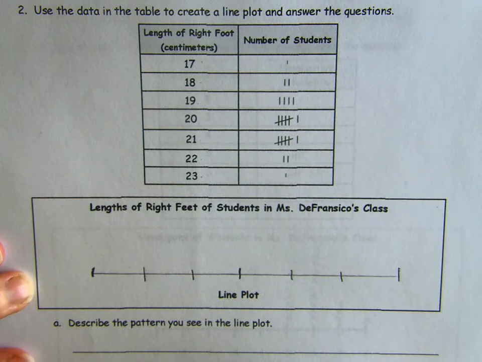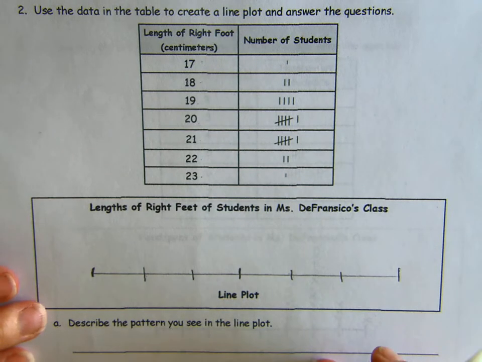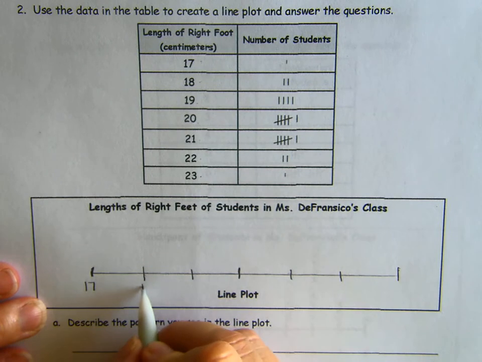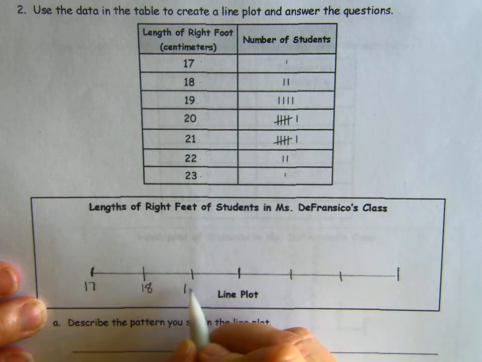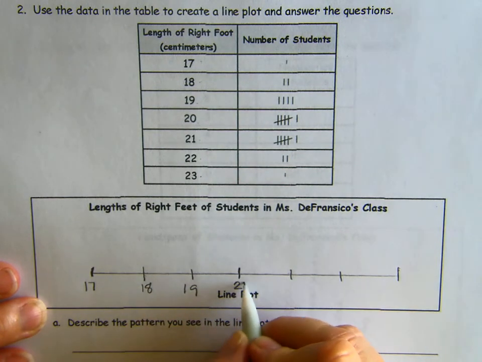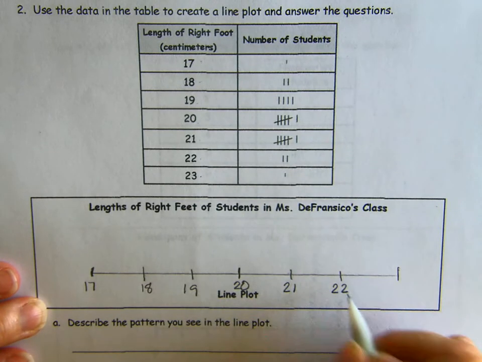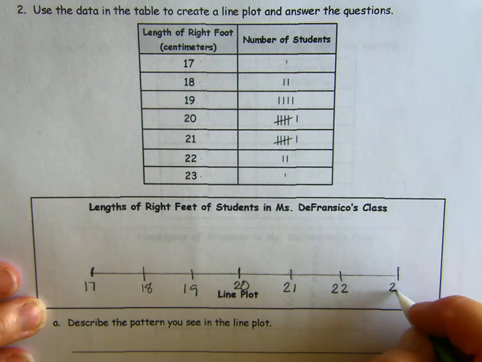If you want to try to use a ruler and really make it 7 inches, you could do 1 inch for each, but that'd be fine. But okay, so I'm going to have 17, 18, 19, 20, 21, 22, and 23.